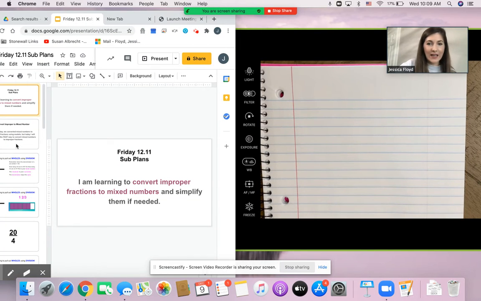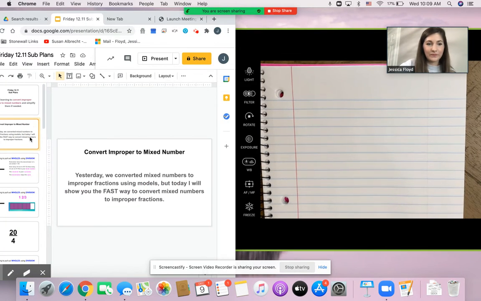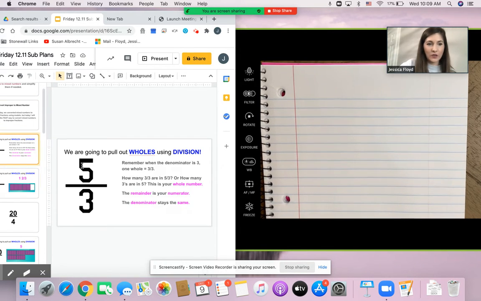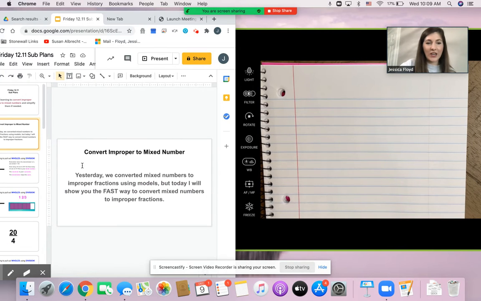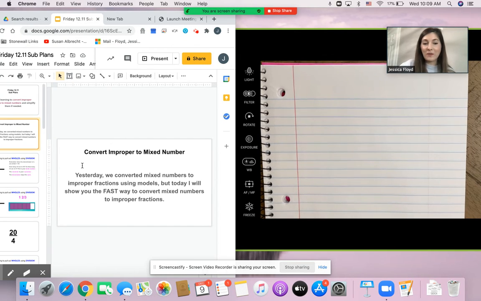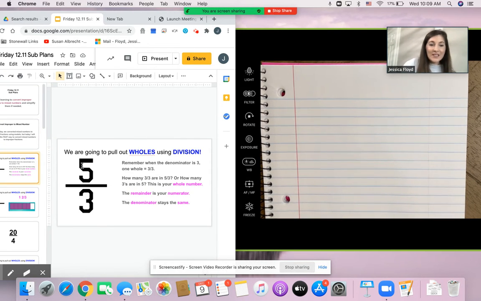Let's go through our slides. Oh, I'm so sorry. There it goes. All right. Convert improper to mixed number. Yesterday we converted mixed numbers to improper fractions using models. But today I'm going to show you a fast way to convert these numbers. And it's pretty simple. So we're going to pull out wholes using division.